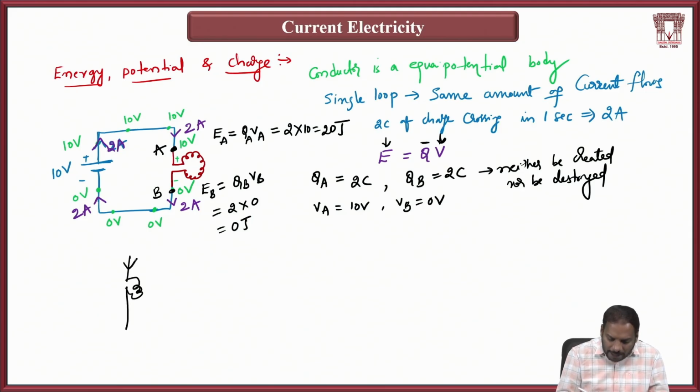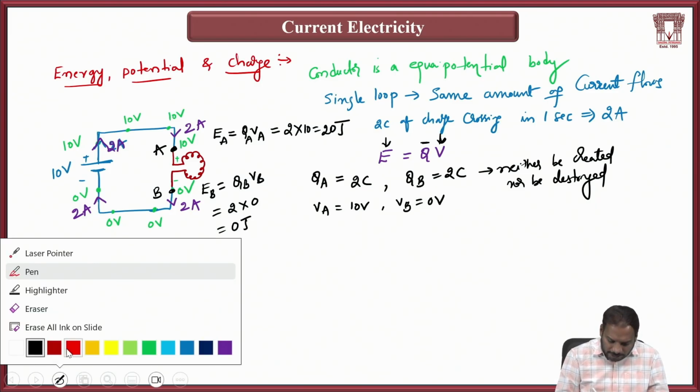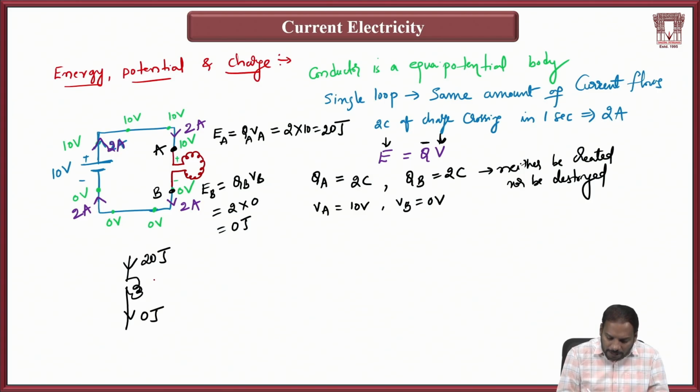Whenever the charges are entering the bulb, they are entering with 20 joules of energy, whereas when they are leaving the bulb, they are leaving with an energy of 0 joules. So energy can neither be created nor be destroyed, right? So how is this happening here? The energy is spent in the form of light.